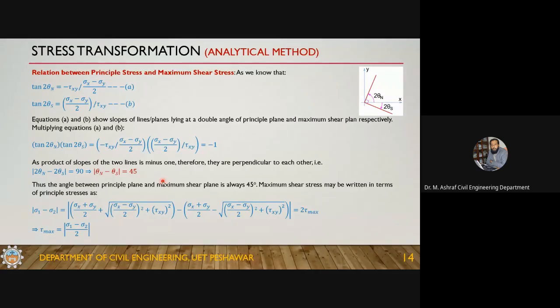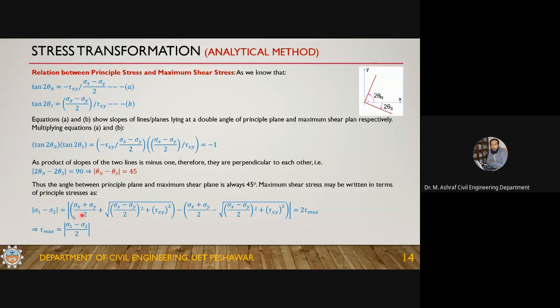Okay, so this is one relation. This is the relation between the planes. They are not independent of each other. Their orientations are dependent on each other. Now if you know the principal plane, then the maximum shear stress plane will be at an angle of 45 degree, or minus 45 degree. Thus the angle between the principal plane and the maximum shear stress plane is always 45. Maximum shear stress may be written in terms of the principal plane.